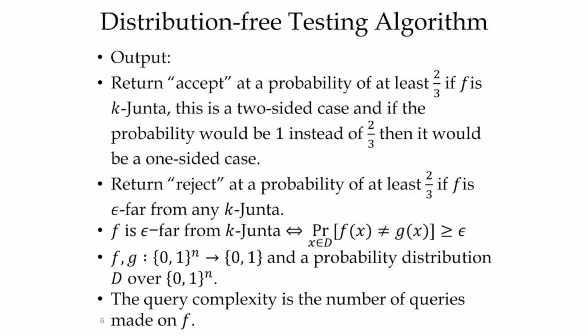Okay, so what does this actually mean? Let's say our world here consists of all the k Junta functions. So if we take a k Junta function g, f would be epsilon far if and only if it satisfies this expression over here. The probability, when generating a vector with distribution D, which is a uniform distribution, that f would be different from g is equal to or greater than epsilon.